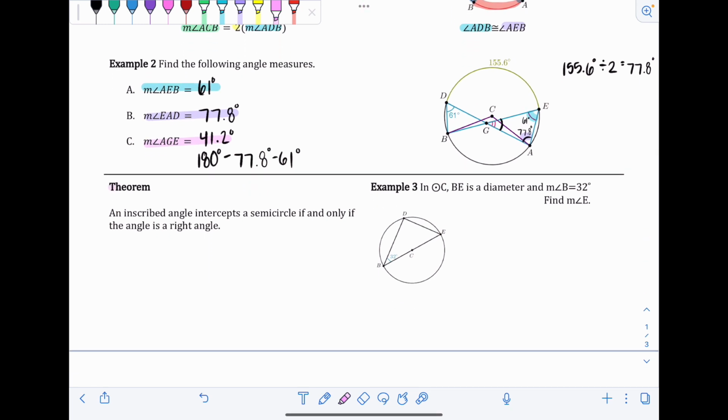Okay, moving down to the next theorem, it says an inscribed angle intercepts a semicircle if and only if the angle is a right angle. Keep in mind that if an arc is a semicircle, that means its endpoints are the diameter of the circle.